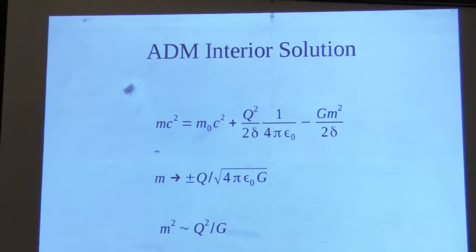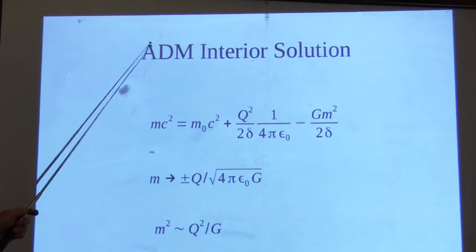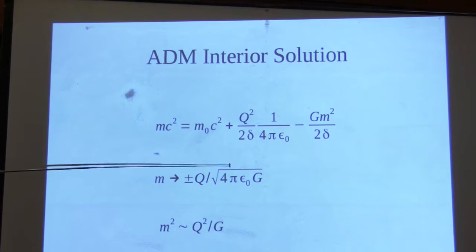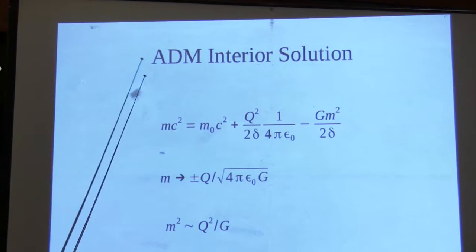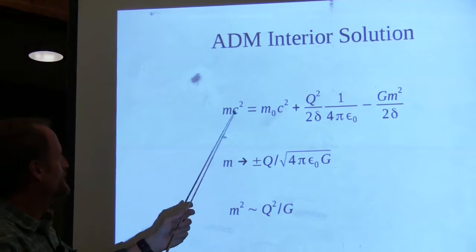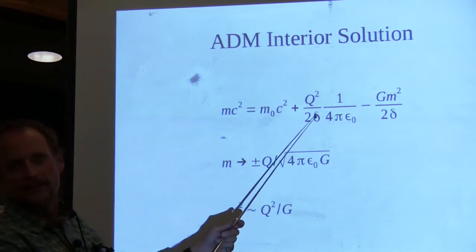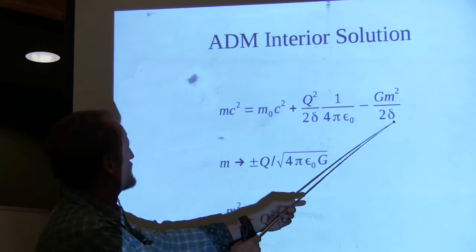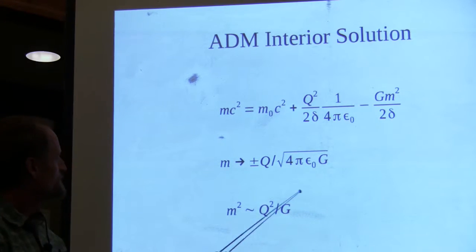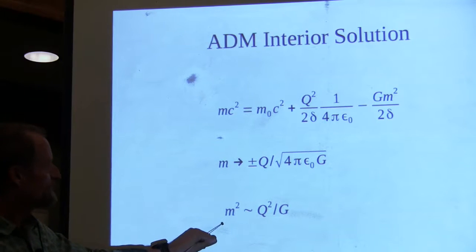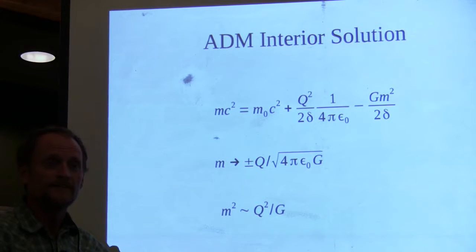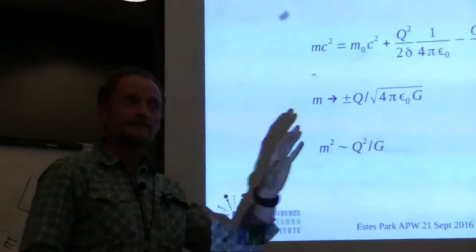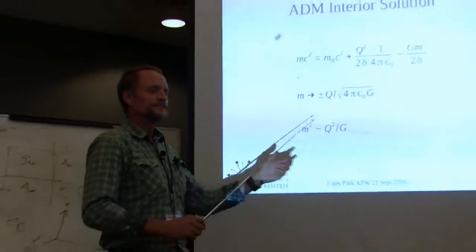Now, next slide. This is the Arnowitt, Deser, Misner, 1960 interior solution. They have a very simple relationship where they say the total energy, mc squared, is the rest energy, the electrostatic potential energy, and the gravitational potential energy. Take the limit as delta goes to zero, and you get a finite mass, and now mass is proportional to q over root G. This is the dependence that we get in the Kaluza theory. It's not the Reissner-Nordström dependence, it's this interior solution.